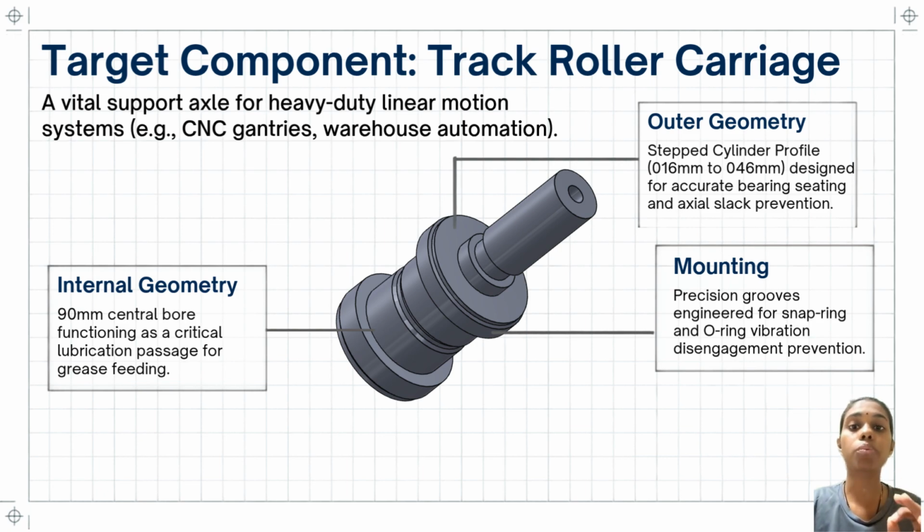There are three important features. First is the internal geometry, which includes the central block. This passage is designed to allow grease lubrication so that friction is reduced and the moving parts operate smoothly. Second is the outer geometry. The step provides accurate bearing seating and ensures proper alignment while preventing axial movement.